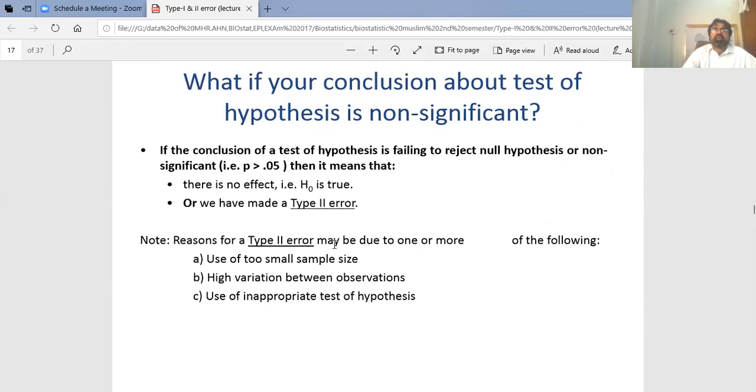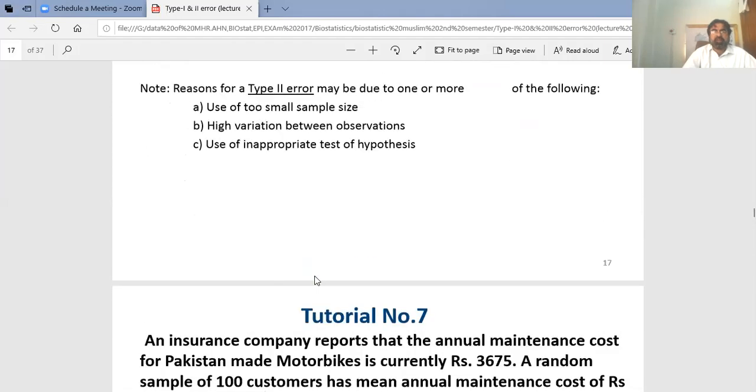Note that reasons for a type 2 error may be due to one or more of the following. Use of too small a sample size could be one of the reasons you committed a type 2 error. High variation between observations, where one observation is quite different from another, so there is a huge variation across the observations. Or it could be use of an inappropriate test of hypothesis, a test that should not have been applied to the hypothesis.